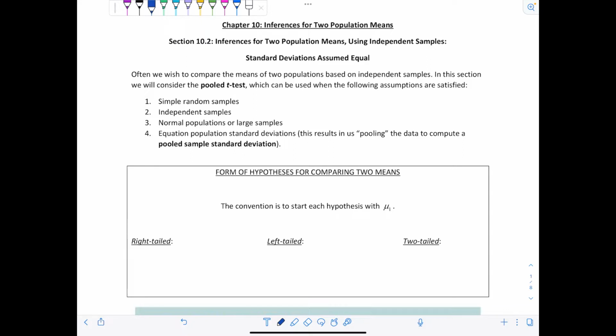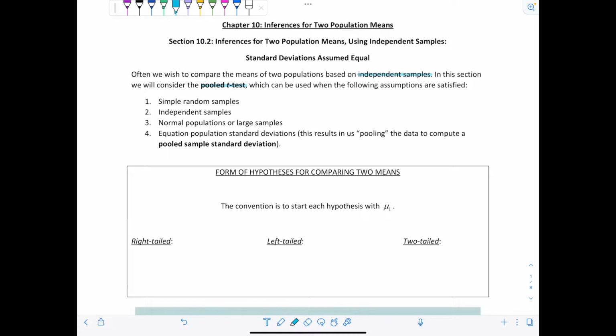The idea in this section is we want to compare the means of two populations based on independent samples. If you'll remember from when we studied probability, if we have two different independent samples, it means that selecting one member to belong to a sample does not affect the probability of another member being selected in the other sample, or even in that sample too. In this section, we're going to study a particular kind of test called the pooled t-test. And in the next section, we're going to look at a non-pooled t-test.